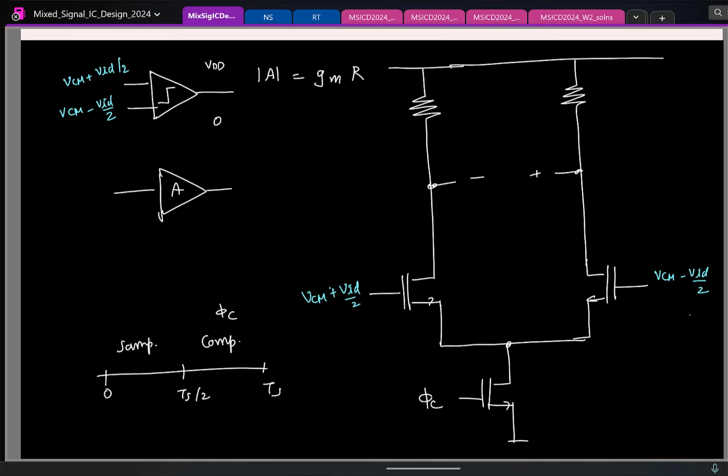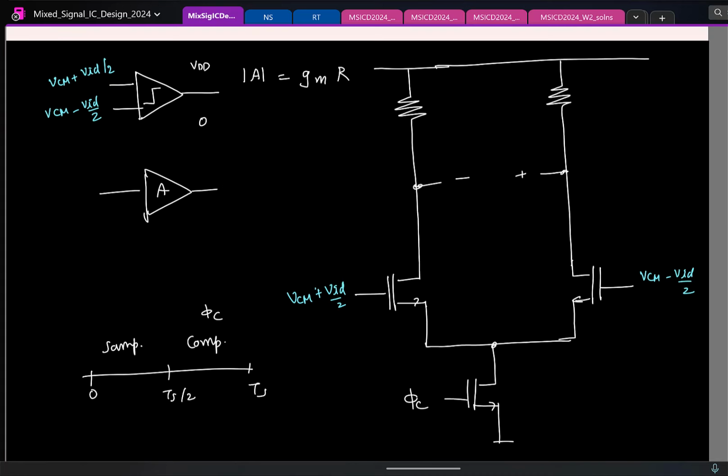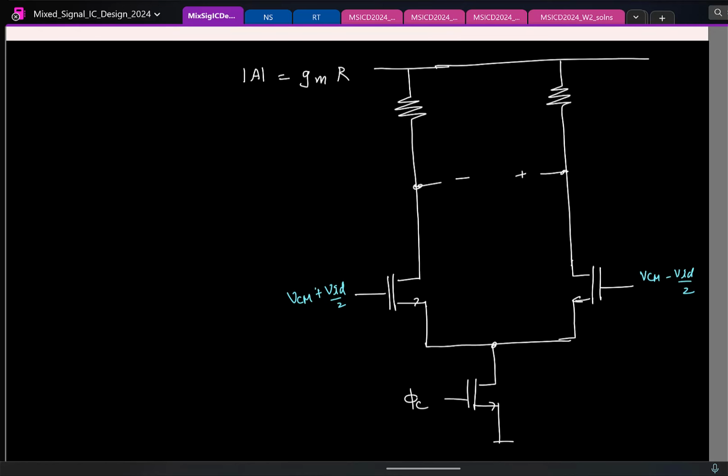Cool. So this is a nice simple circuit that will work. Let me erase this. So now let me ask this question. I know the gain here is GM times R. So let us say this is when the comparator is made active. I apply an input VID and let's say that's greater than 0.